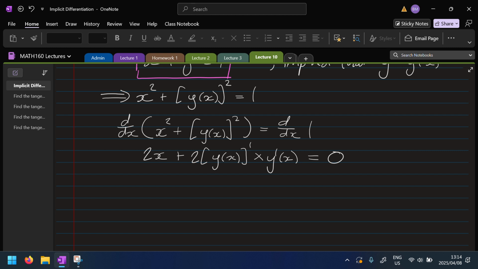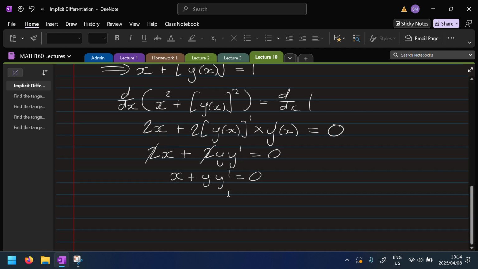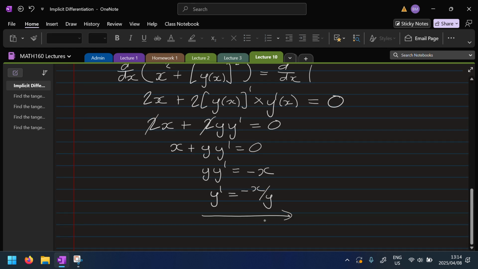Now I'm not going to write y of x anymore. We can just write it as 2x plus 2y y prime is equal to 0. We can cancel the 2's. So x plus y y prime is equal to 0. And remember, we're still looking for y prime. So y prime is equal to minus x over y. So given some point P being x and y, we can substitute x, we can substitute y, and that will give us the gradient or y prime at that point.